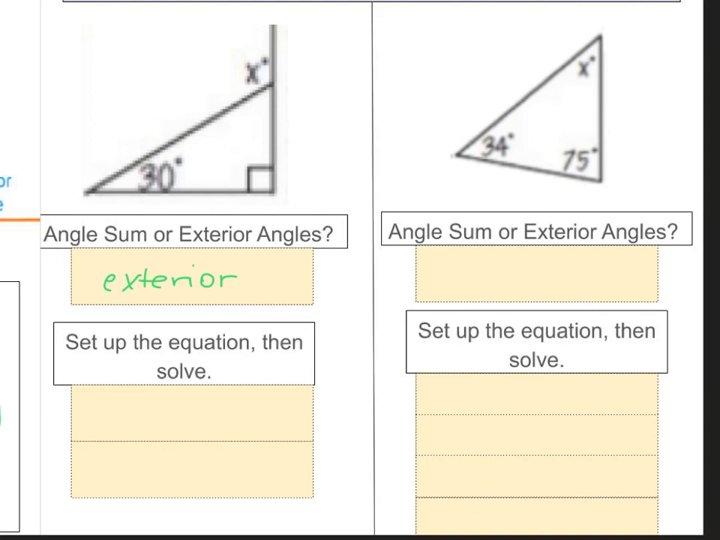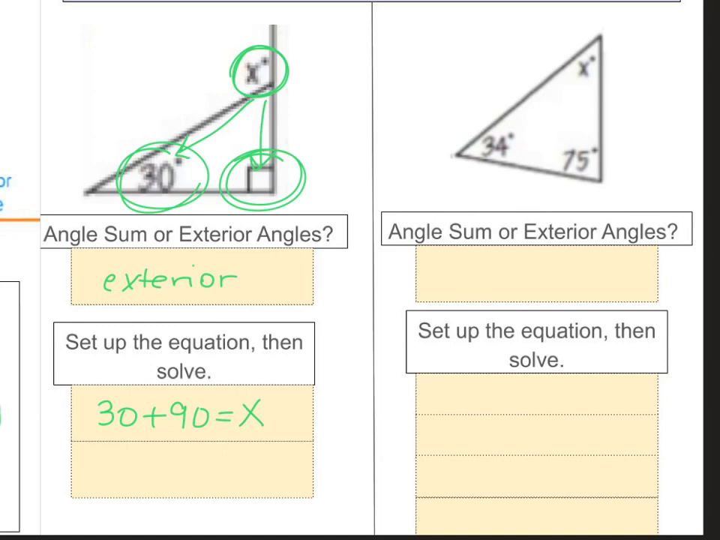Then you set up your equation. If it's an exterior problem, here's my exterior angle. You're going to add the two angles that are opposite it. So that's going to be set up as 30 plus x. Oh, sorry, let me take that back. 30 plus 90, I got ahead of myself, equals x. 30 plus 90 would give you 120, and so that's what you would fill in here.